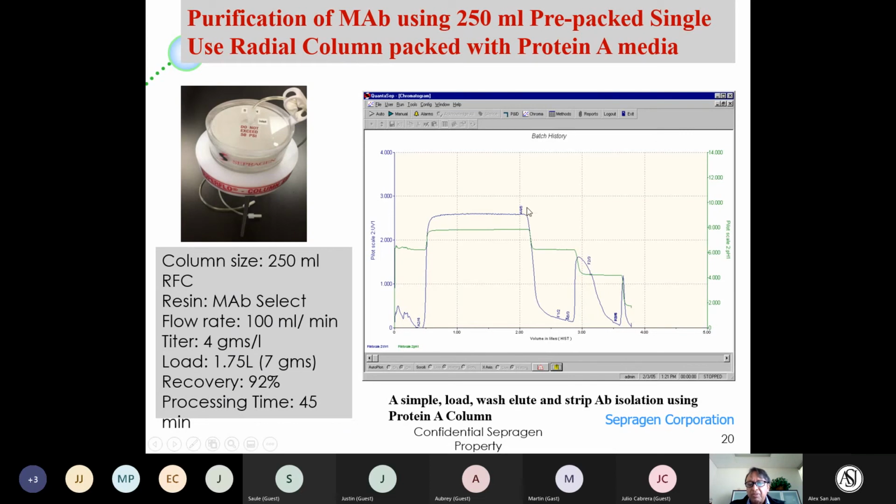This is run on one of our QuantaSep chromatography systems. So that's just the load peak, the wash, the elution, and the strip.